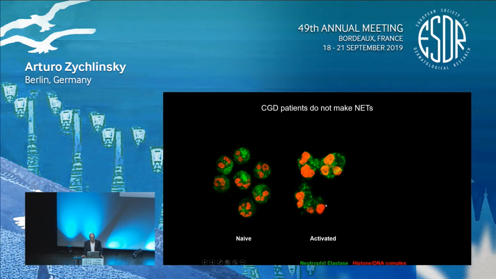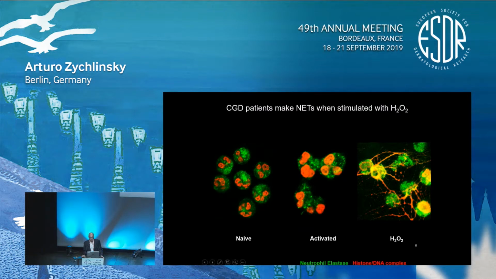And when we activate them, these cells look very flat, because like in the movie I showed in the beginning, these cells are very efficient at phagocytosis. Phagocytosis is not compromised in CGD patients, but the result is that they cannot make nets. So this is the genetic evidence that NADPH oxidase is absolutely required for net formation. And in order to do a complementation experiment, we took the neutrophils from the CGD patients and incubated them with hydrogen peroxide. If you remember, hydrogen peroxide is downstream of the NADPH oxidase, and because hydrogen peroxide is cell permeable, we can induce nets in this way.